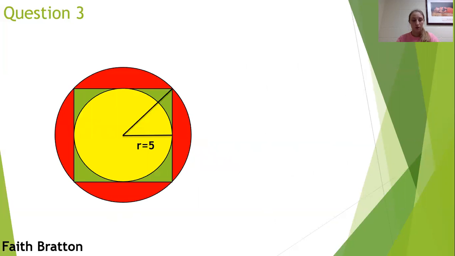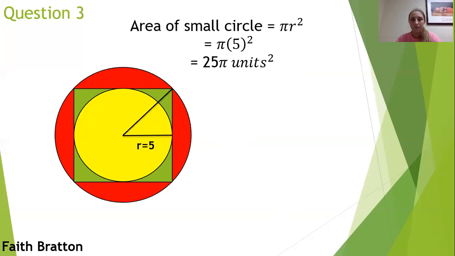For question 3, we are given the circles and must find the area of the region between them. We're going to use the equation pi r squared. The area of the region between the circles is the area of the larger circle minus the area of the smaller circle. First we find the area of the smaller circle: pi r squared equals pi 5 squared, which is 25 pi units squared.